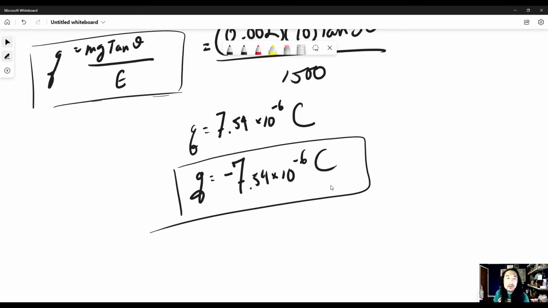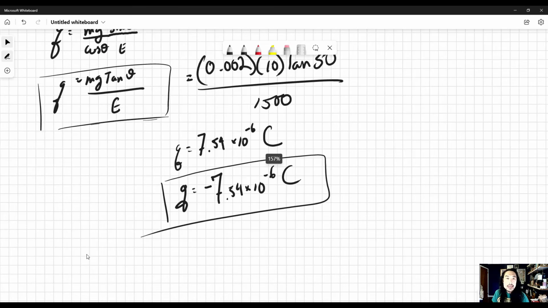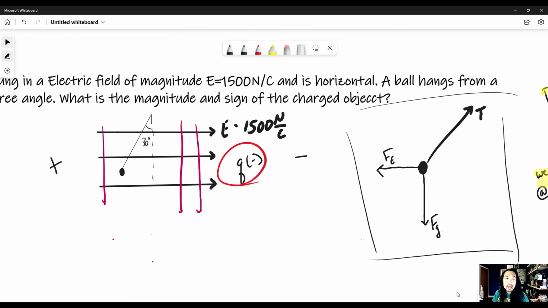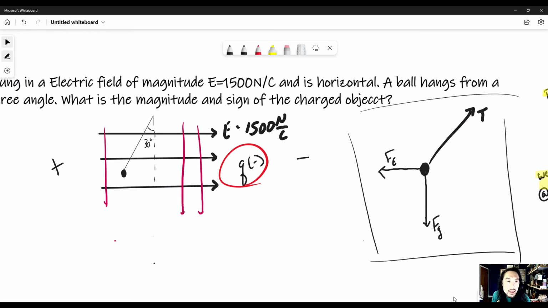Booyakasha. Final answer. Okay, and that is how you solve for a charged particle being hung by a string in an E field and a G field.